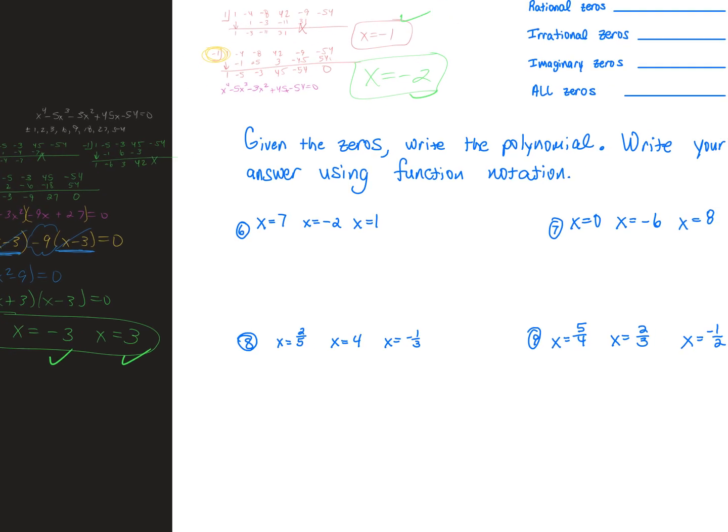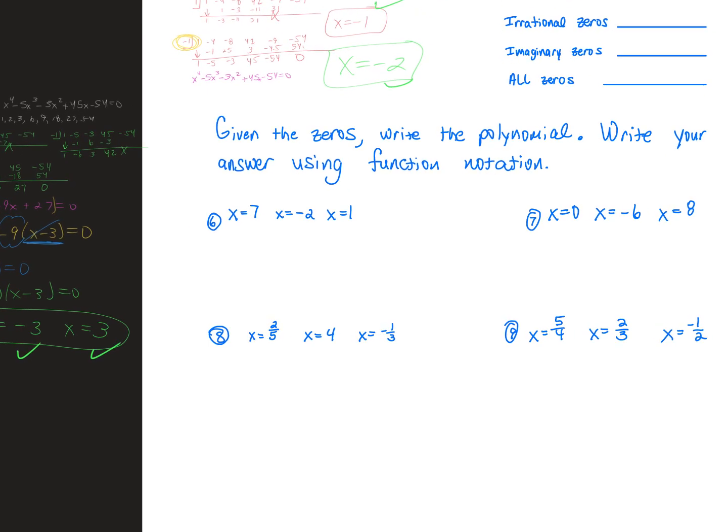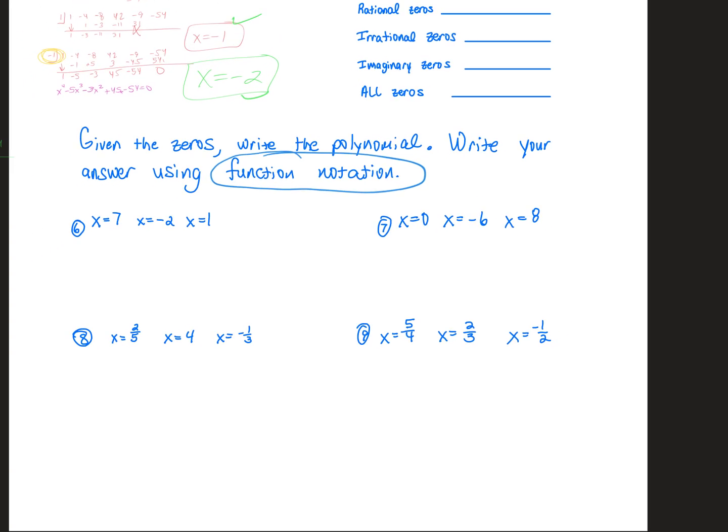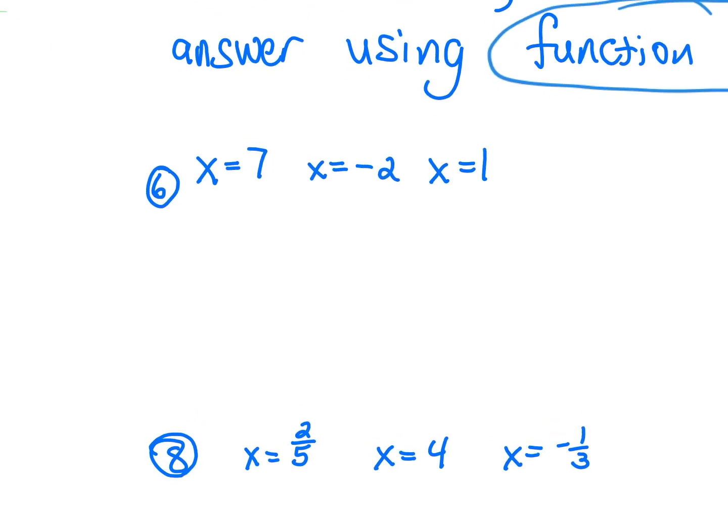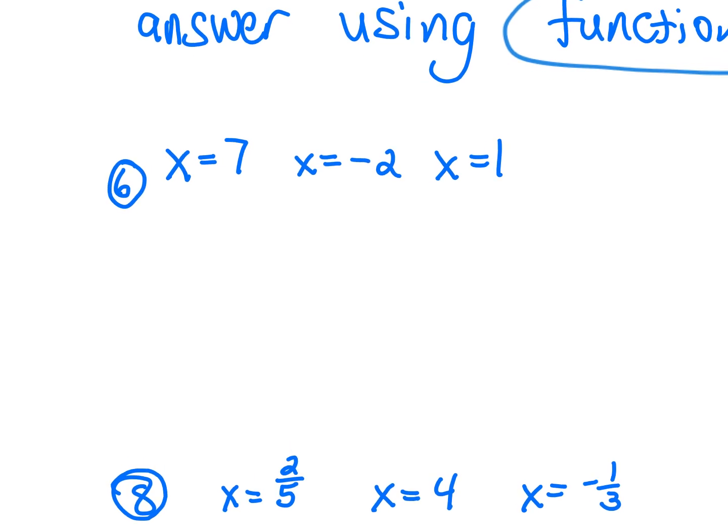If you notice the directions, it says given the zeros, given the answers, write your polynomial in function notation. That means at the beginning you should have f of x equals, g of x equals, h of x equals, p of x equals, I don't care, but it needs to be in function notation. So all this problem is: here are the 3 answers. What did the original polynomial look like? So the way we do that is we're going to work backwards.